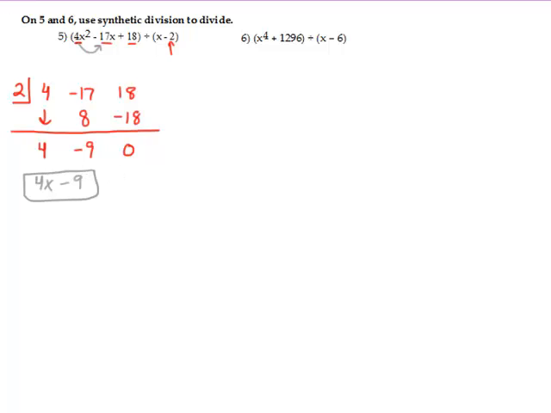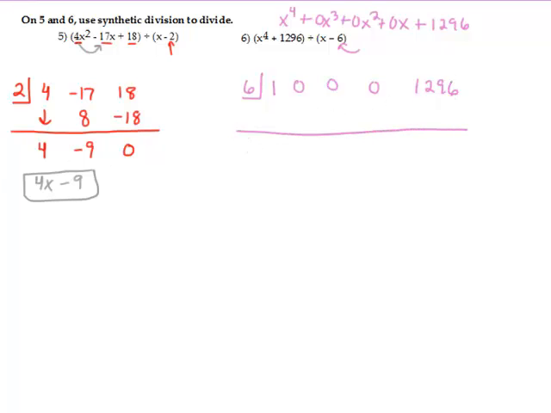Number 6 is kind of tricky. We've got to pay attention. Again, we change the sign here, so this is 6. But remember that if this is x to the 4th, we're missing x cubed, we're missing x squared, we're missing x, and then we finally have our number at the end. So we need 1, and then we need 3 zeros, and then we have 1296. So very important to make sure those zeros are there, or you will get the wrong answer, unless you just somehow magically get it, and then I'd suspect some tomfoolery.